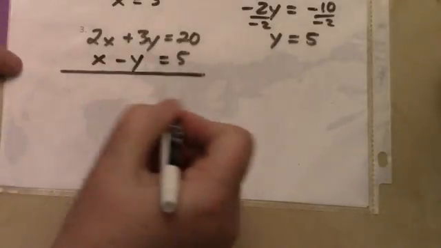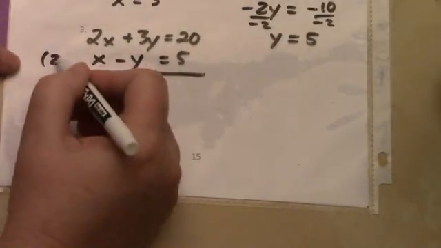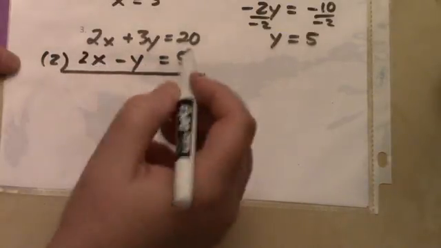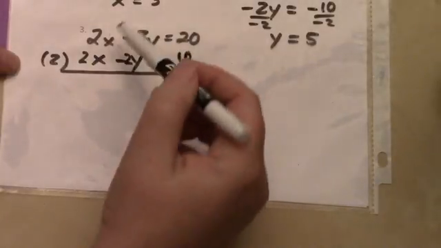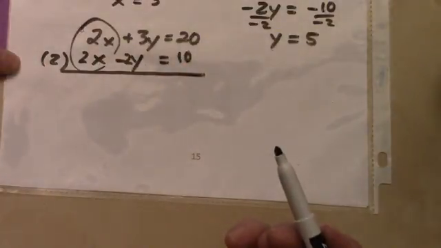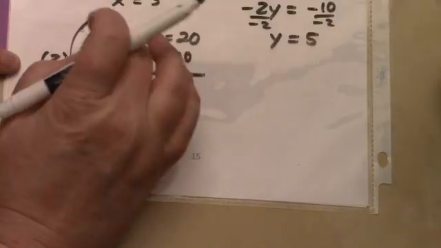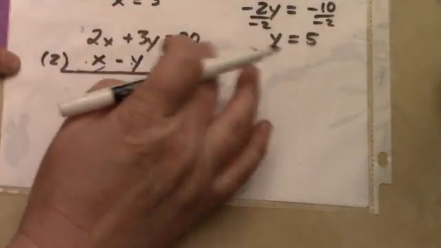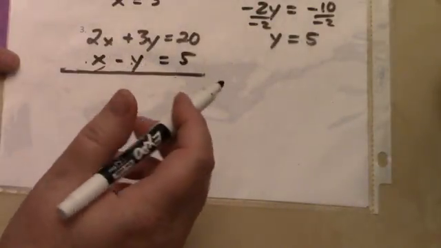I can take this bottom equation, and if I multiplied everything by 2, this would become 2x, this would become 2y, and that would become 10. Then I could subtract these equations and I would get rid of my x's. Okay, that's one way I could do it. Let's get it back to its original. Okay, that's probably the easiest way.